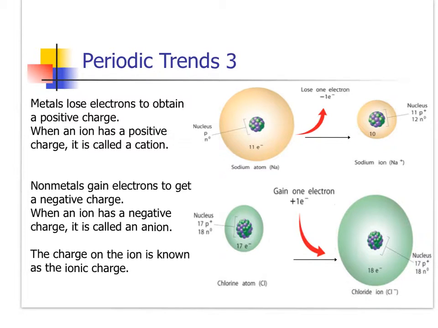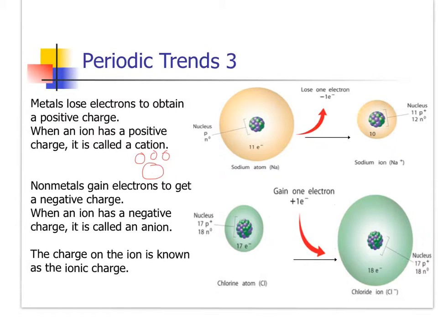So, one of the things that we should understand is that metals tend to lose electrons to obtain a positive charge and therefore become a cation. And one way you could remember that a cation is positive is that cats have paws. Meow. And therefore paws and scratching and all that stuff. And so cations are positive, from their paw.